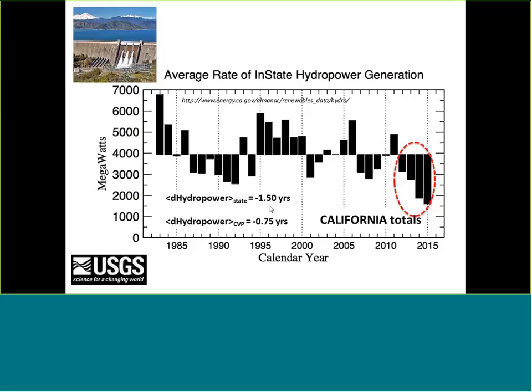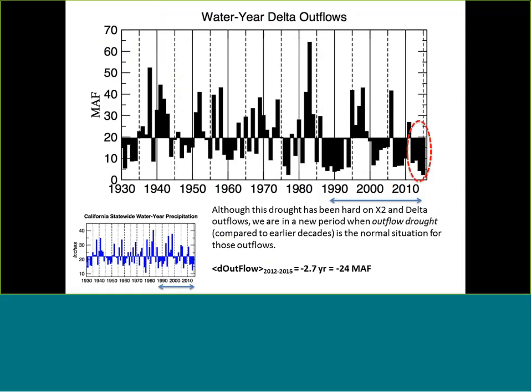For the Central Valley Project is another one where they're called out. The Bureau of Reclamation's Central Valley Project power generation, as it happens, is about 3/4 of a year behind. Here's water year delta outflows basically from Dayflow.